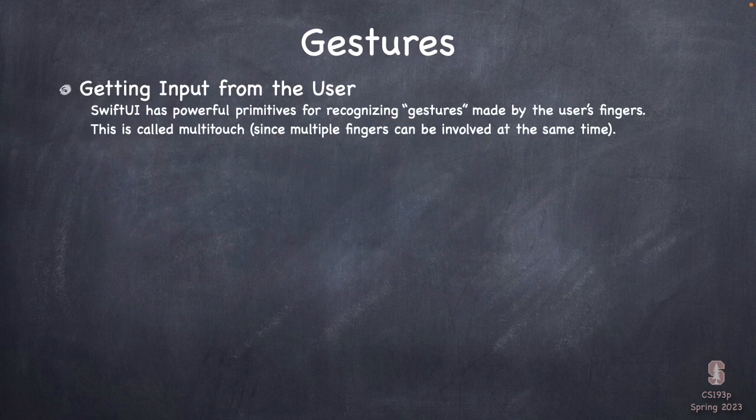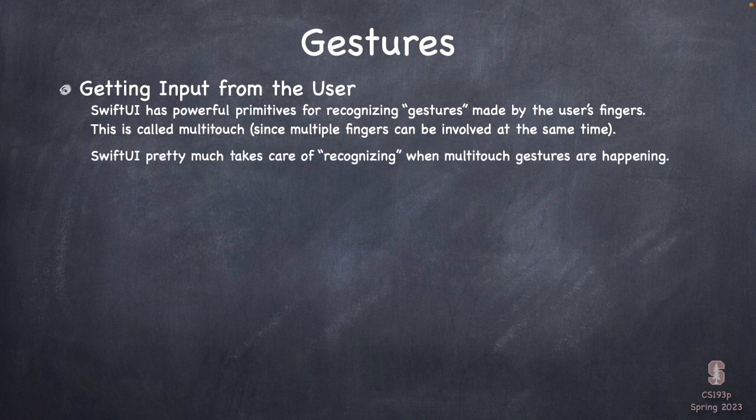So let's talk about gestures and how they work. Of course, gestures are used to get input from the user, and SwiftUI has really powerful mechanisms in it for recognizing common gestures like pinches and drags and things like that. And we call all this gesture recognition multi-touch because you have multiple fingers and they can be on the screen at the same time. SwiftUI internally takes care of recognizing the gestures, like, is that a pinch or is that a drag? What's going on with the fingers right there?